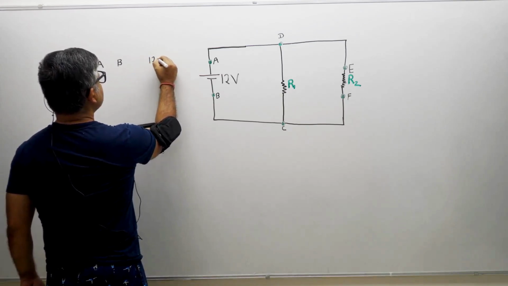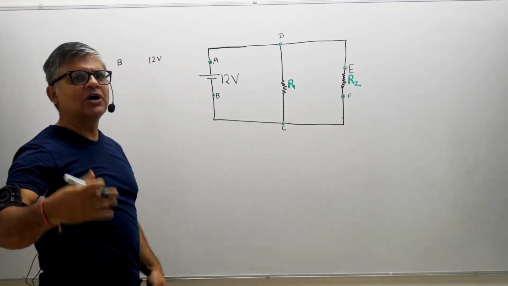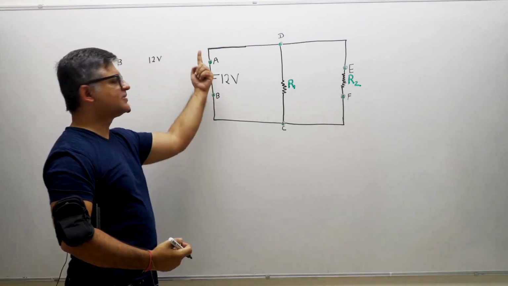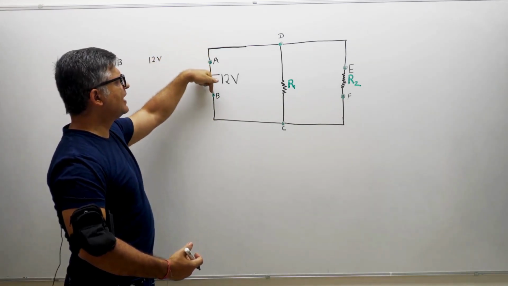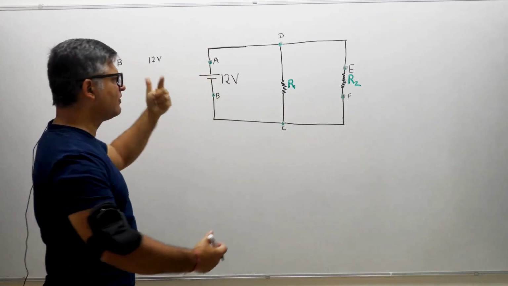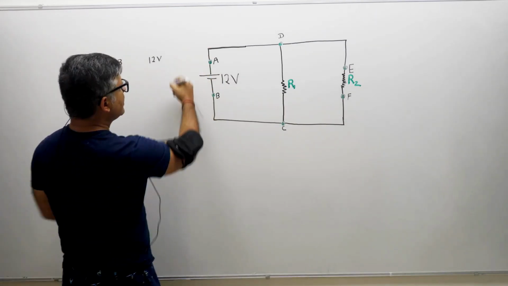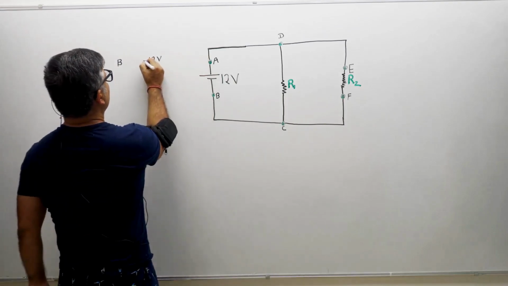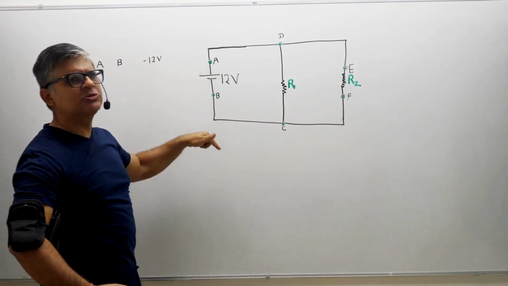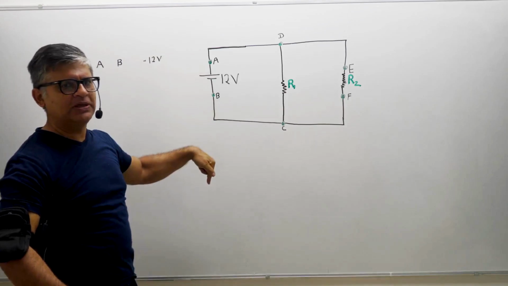We are not referring to Kirchhoff's voltage law here, where we go like this and there is a gain of 12 volts, or we go like this and there is a loss of minus 12 volts. If you want to go that way, then the potential drop from A to B is minus 12 volts. You lost potential from A to B.